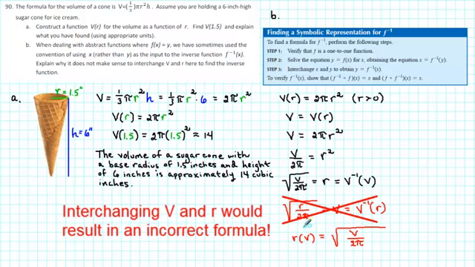So in this particular application, we would most likely indicate the inverse function as r of V is equal to the square root of V over 2π. The volume function V gives us the volume as a function of the radius, and the inverse function gives us the radius as a function of the volume.